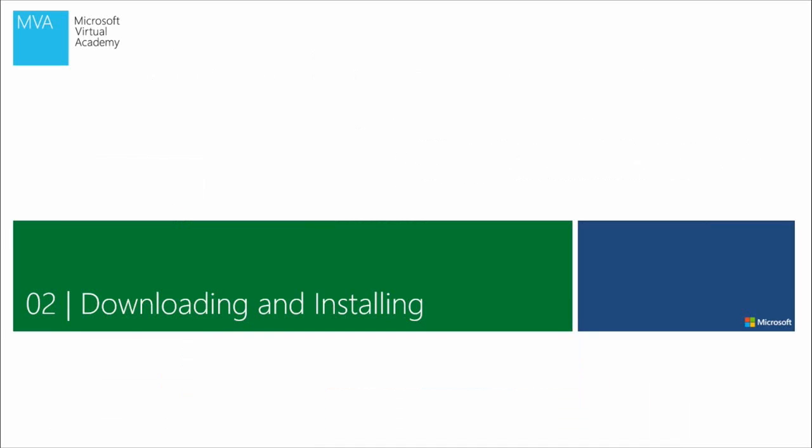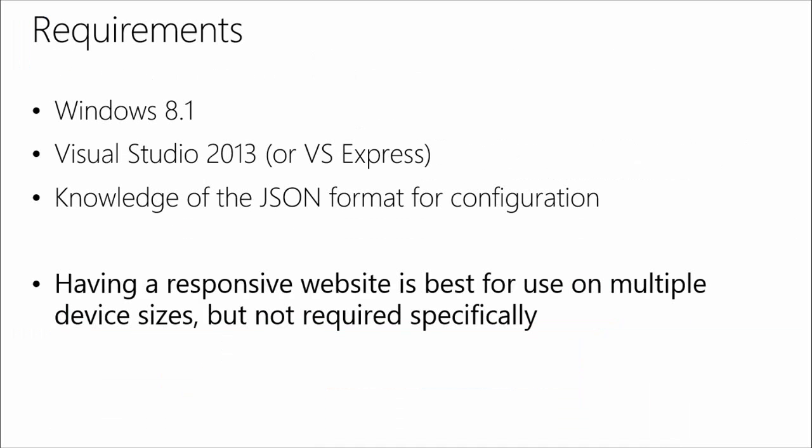Let's jump into it. Downloading and installing. First step. Where to go? You need Windows 8.1. That's it. A requirement that actually is pretty fine today, I would say. Visual Studio 2013, because the template will run on VS 2013. VS Express is good enough. It's the free version. You need to understand what JSON format is. Honestly, I don't know JSON a lot, but it's pretty natural. It's a pretty human-readable type of syntax, so that's pretty cool. Sure thing.